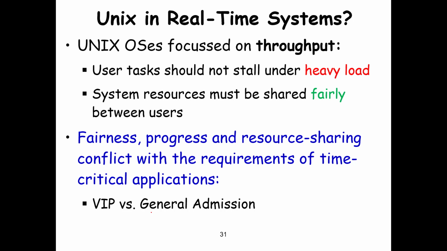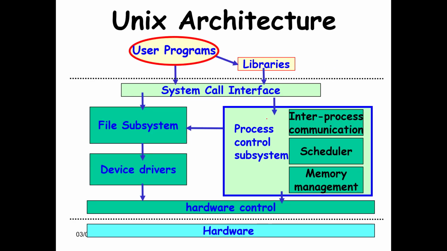So original Unix operating systems focused on heavy load and heavy throughput, right? They were batch processing systems. So things like fairness, progress, and resource sharing conflicts, and resource sharing, they are not really on the lines of creating real time systems. So that is the reason traditional Unix is a real misfit for architecting a real time system.